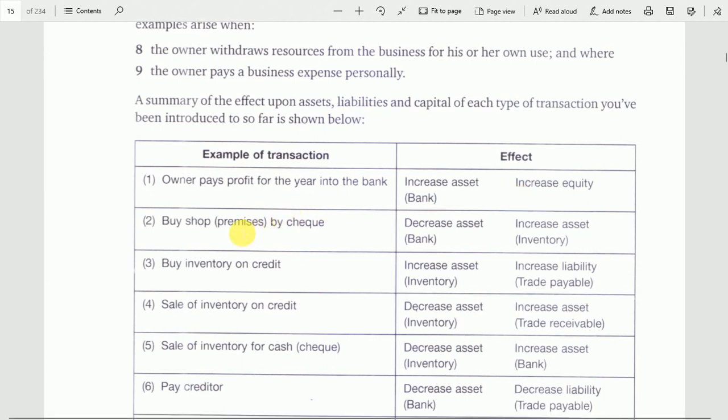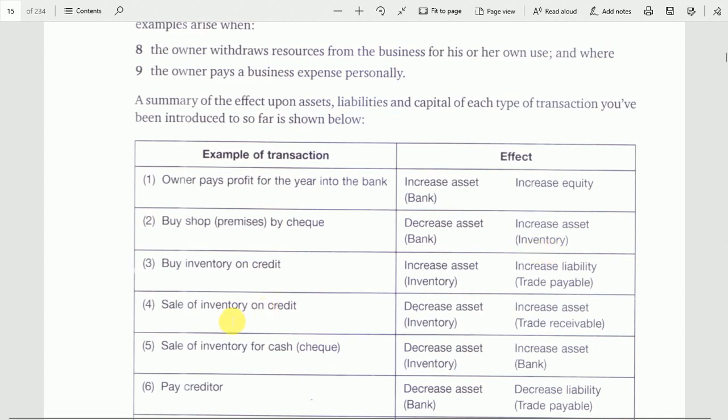The second point, buy shop or premises by cheque. What happens here is, when we buy a shop or any kind of asset into the business, we decrease bank because we have paid through bank. The other effect is an increase in assets. One asset decreases because we pay, and another asset increases in the form of inventory, shop, premises, or PPE, etc.